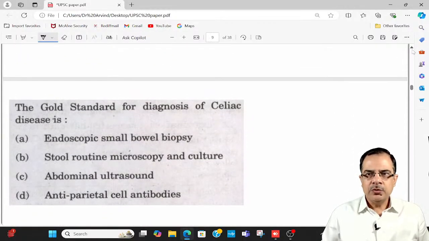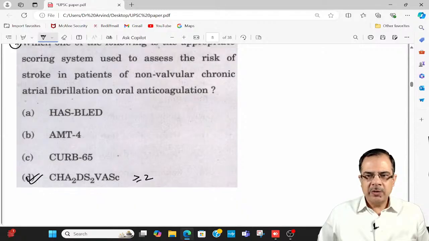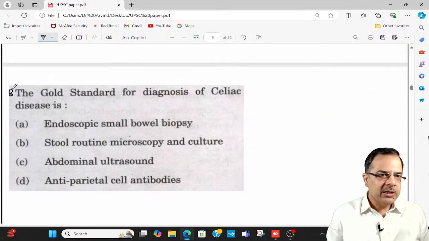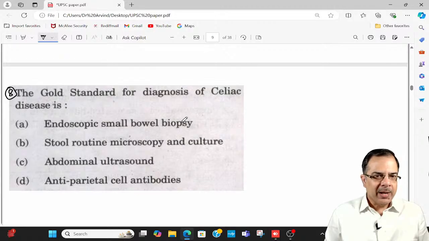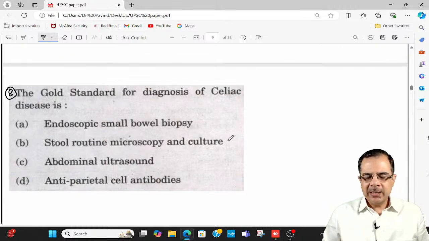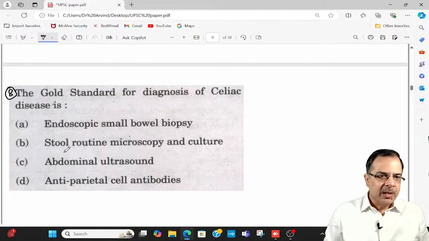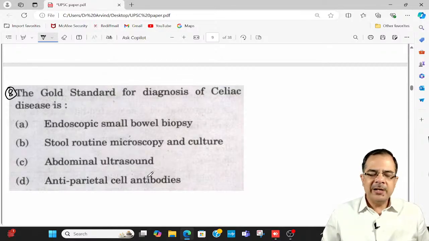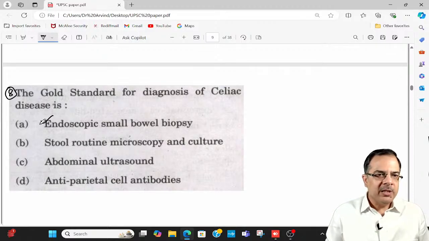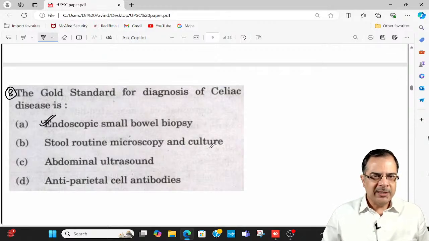All right, so this was the question on the cardiovascular system. Now the question on the GIT. The gold standard for the diagnosis of celiac disease is endoscopic biopsy. Stool routine microscopy and culture: remember, celiac disease is non-infectious, so routine microscopy and culture will not give you any information. Abdominal ultrasound is not good for assessing the loss of villi, which is the typical hallmark of celiac disease. Antiparietal cell antibody has no role here. So answer will be A option, endoscopic biopsy, that is the gold standard.